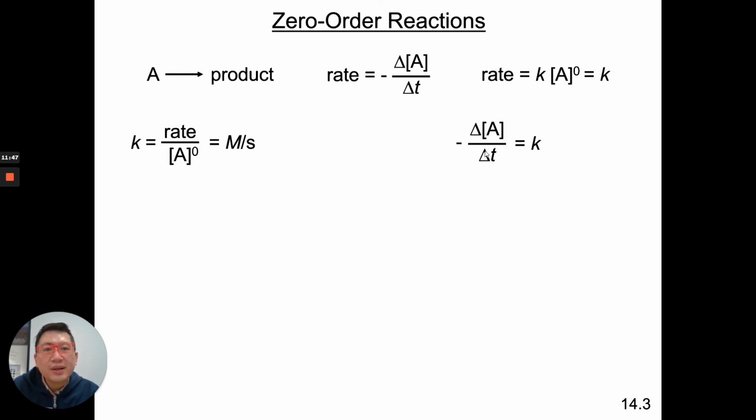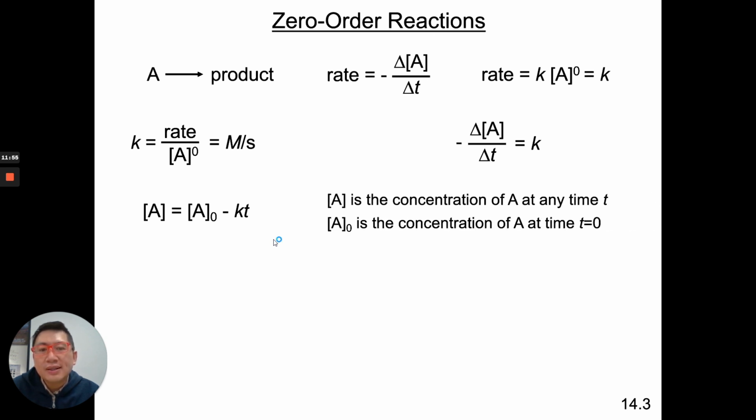They're equal. A little bit of calculus magic and we get this equation: A is equal to A naught minus K times T, where A is the concentration of A at any time T, and A naught is the initial concentration, when T equals 0. Again, half-life is when A is equal to half of A naught. So if I plug in A is equal to half A naught, then solve for T algebraically, half-life is equal to A naught over 2K.